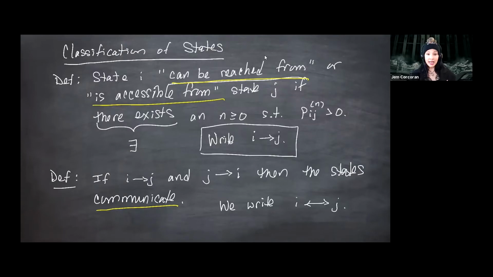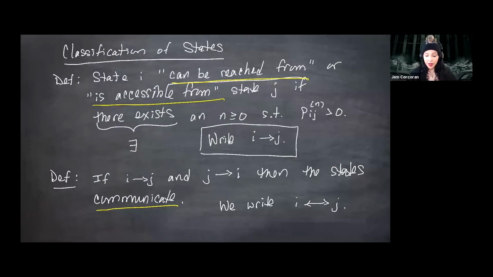So if states i and j communicate, then the number of steps we have to go forward and back, the n for the definition of accessible, it's probably going to be different in each direction. So this means we can find an integer n and an integer m such that we can go from i to j in n steps with positive probability and j to i in m steps with positive probability.